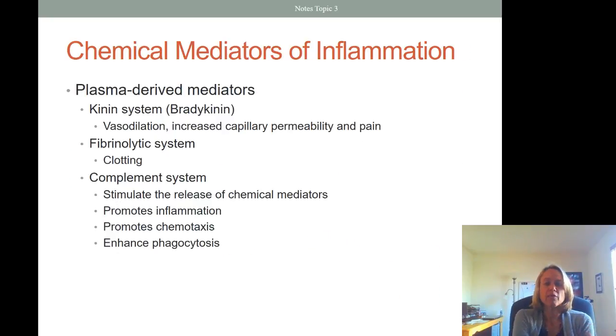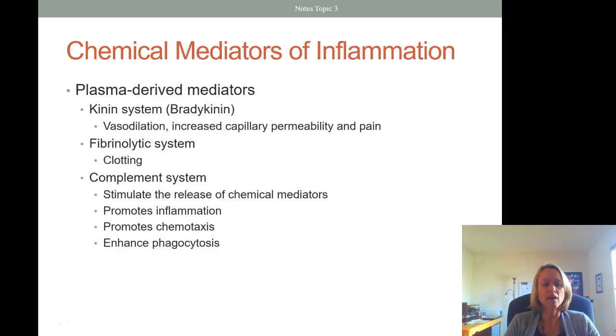Okay, so what are some of the chemical mediators of inflammation? We have the plasma-derived mediators, the kinin system, which includes bradykinin, and these promote vasodilation and increase capillary permeability and pain. And then we have the fibrinolytic system, and this is going to promote clotting, and this is going to help to set the stage for healing.